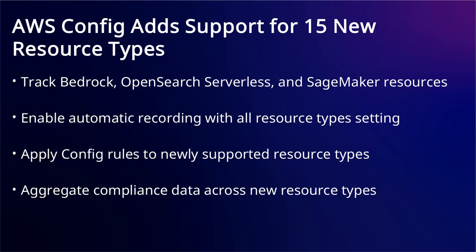You can track these resources automatically if you have enabled recording for all resource types. You can apply Config rules to evaluate compliance of these new resources against your organizational standards. You can aggregate compliance data across accounts and regions for these resource types through Config aggregators. The new resource types are available in all AWS regions where the underlying services operate, enabling you to maintain configuration history, assess changes, and remediate non-compliant resources across your entire infrastructure.